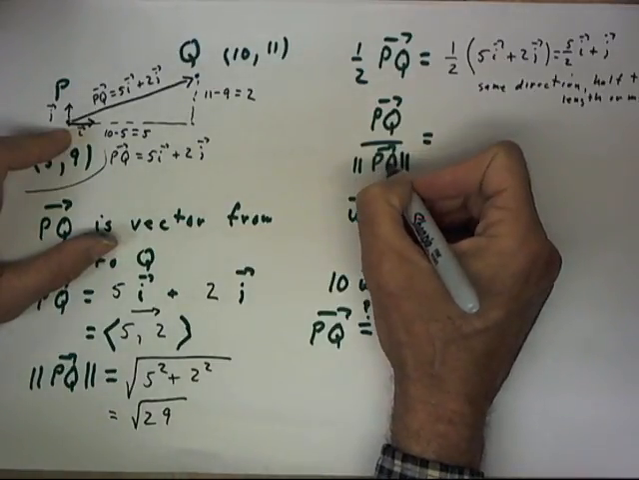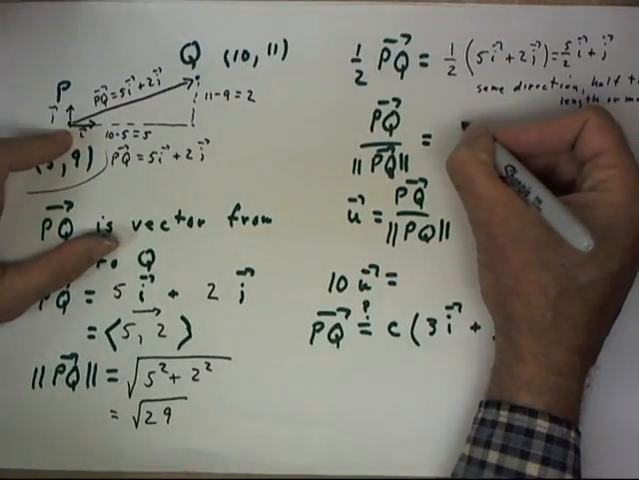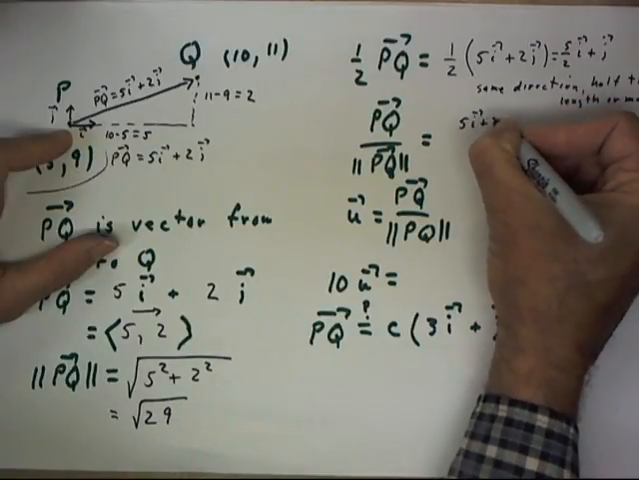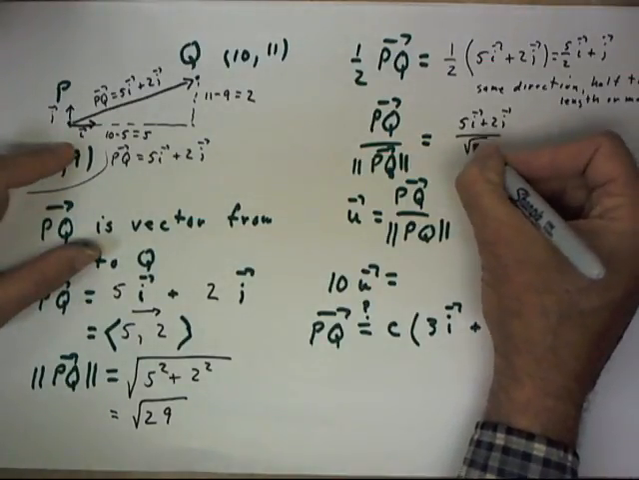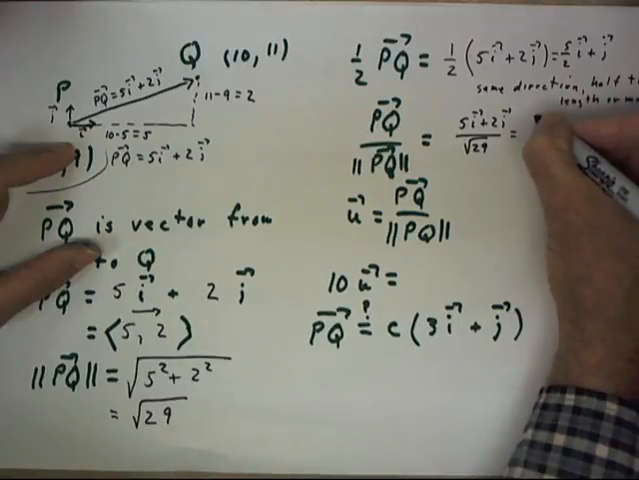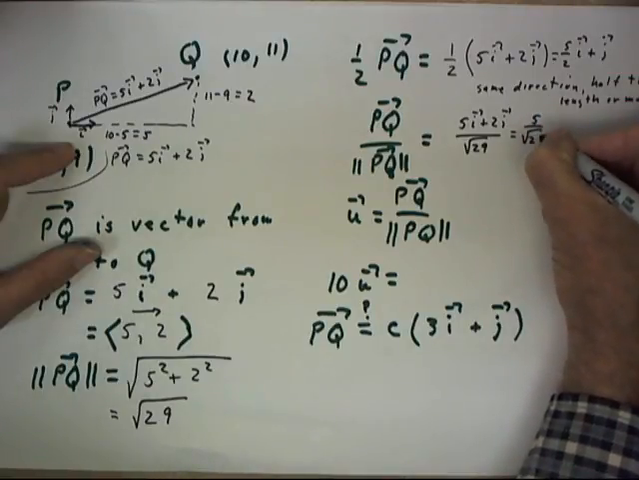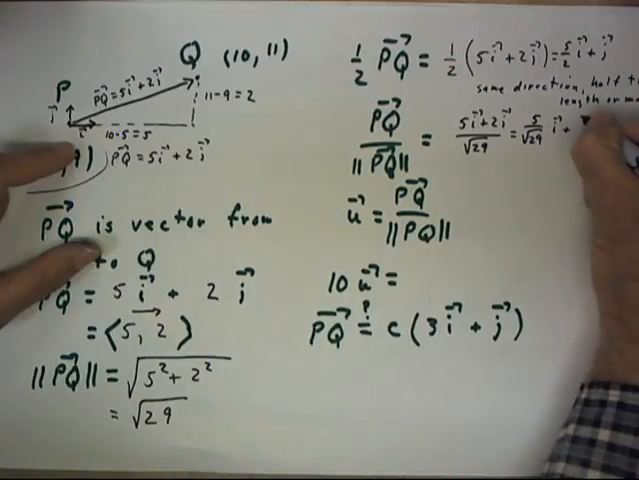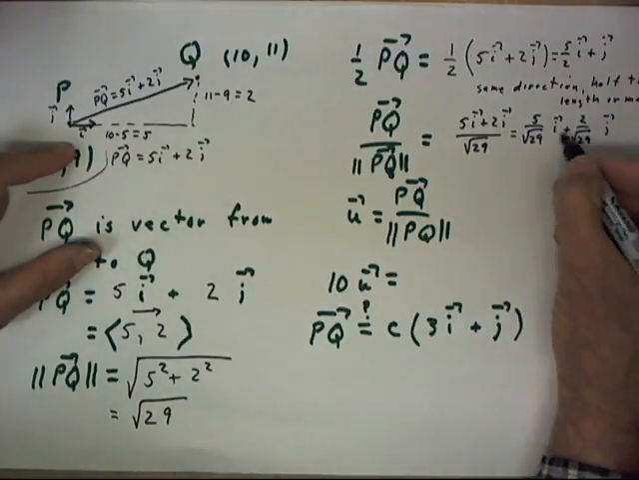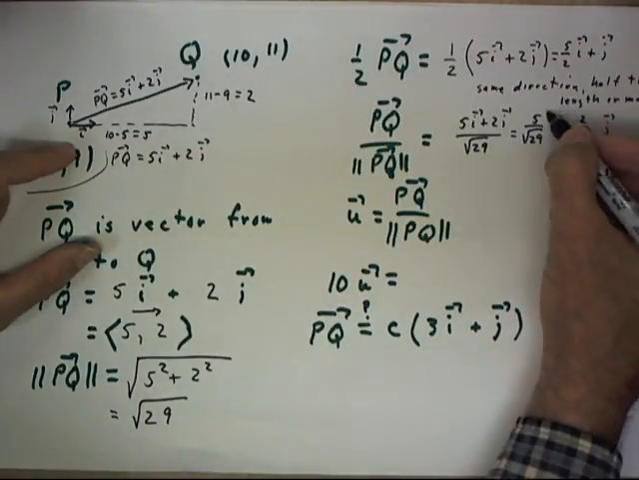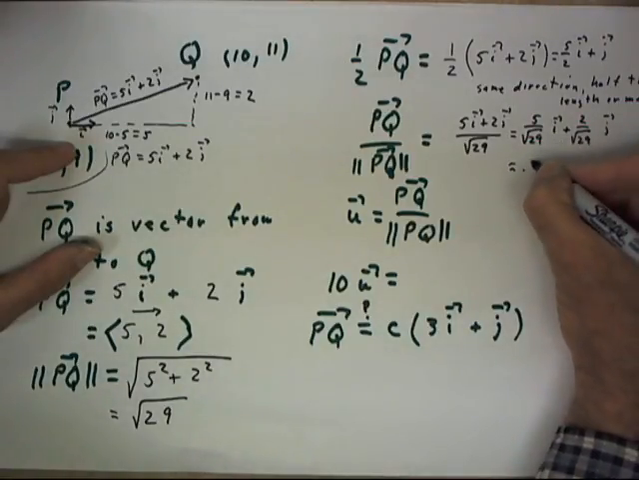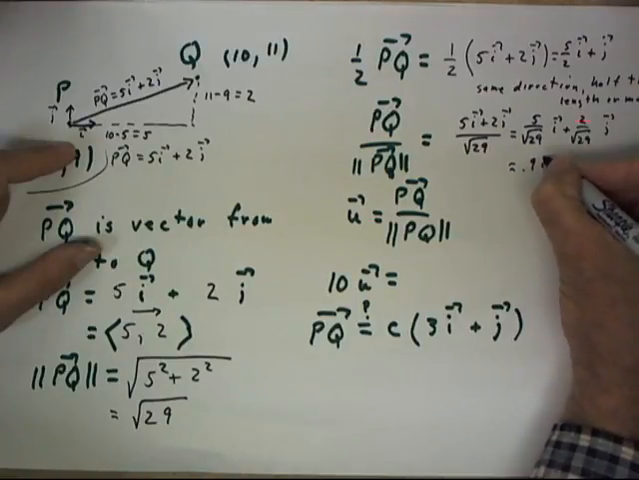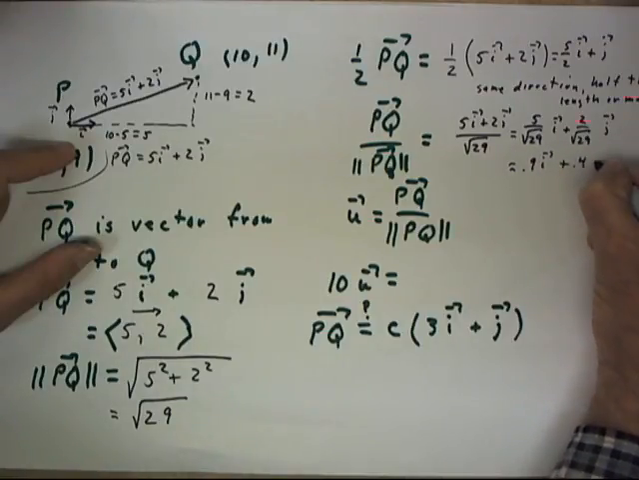Okay, now if we take the vector PQ and divide it by the magnitude of PQ, what do we get? We get 5i plus 2j divided by the magnitude, which is the square root of 29. Now that's 5 divided by the square root of 29 i plus 2 divided by the square root of 29 times j. This, of course, can be put into more standard form, 5 square root of 29 over 29 and so forth. We'll say that's approximately equal to something like 0.9i plus 0.4j.